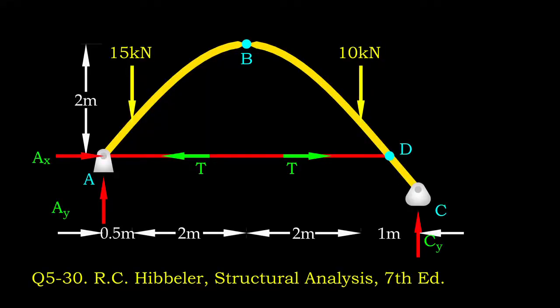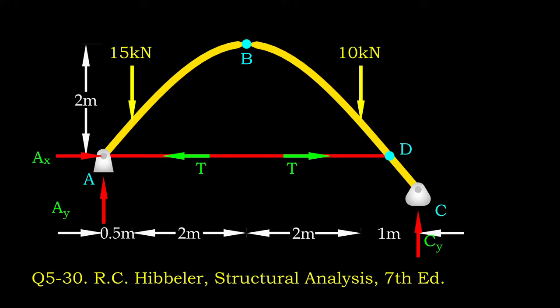This is a three-hinge arc. The elevation of support A is higher than support C. The crown of the arc, point B, is 2 meters higher than point A. A cable parallel to the arc springing line is provided to connect points A and D.